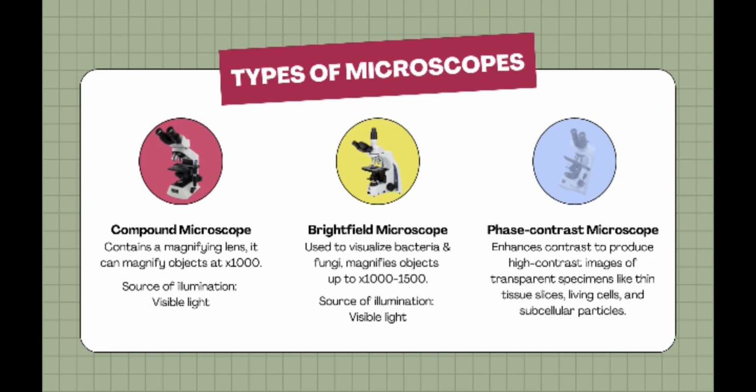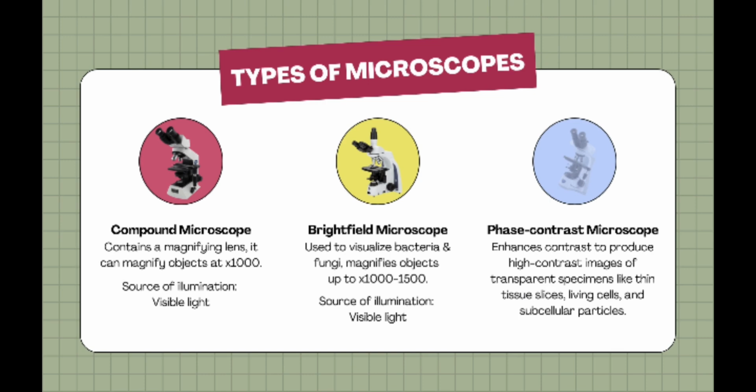On to the bright field microscope. This is used to visualize bacteria and fungi. Made up of a series of lenses, it can magnify an object 1,000 to 1,500 times. Dark field microscope. This type of microscope is used to view spirochetes. It utilizes reflected light instead of transmitted light. The specimen to be studied appears bright against a dark background.